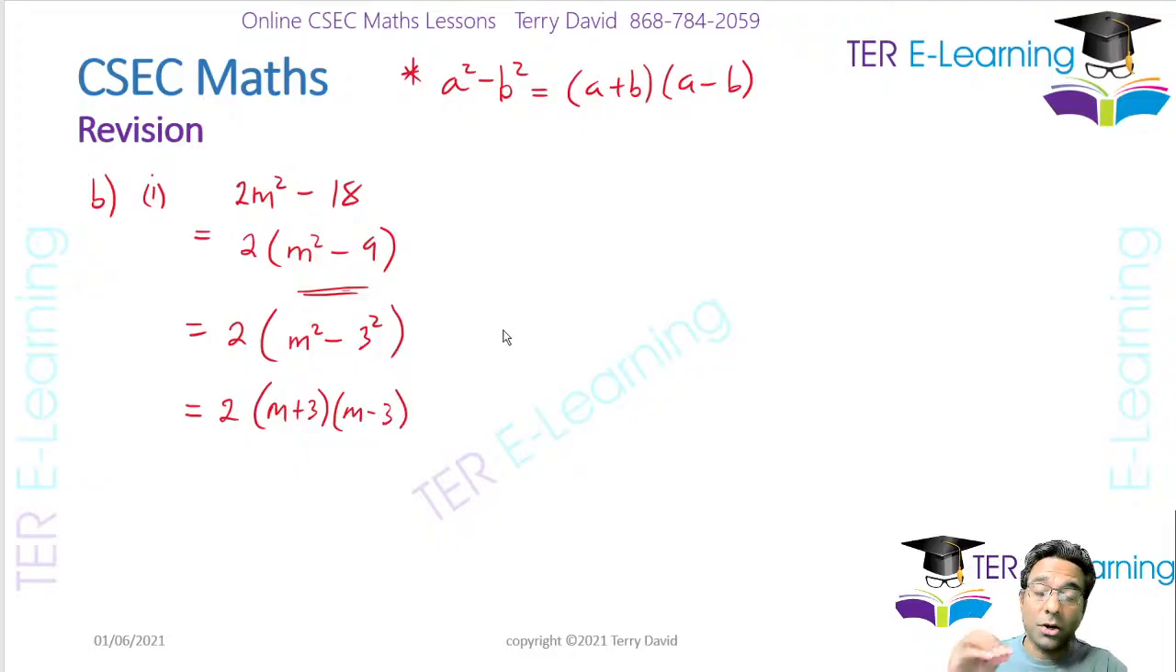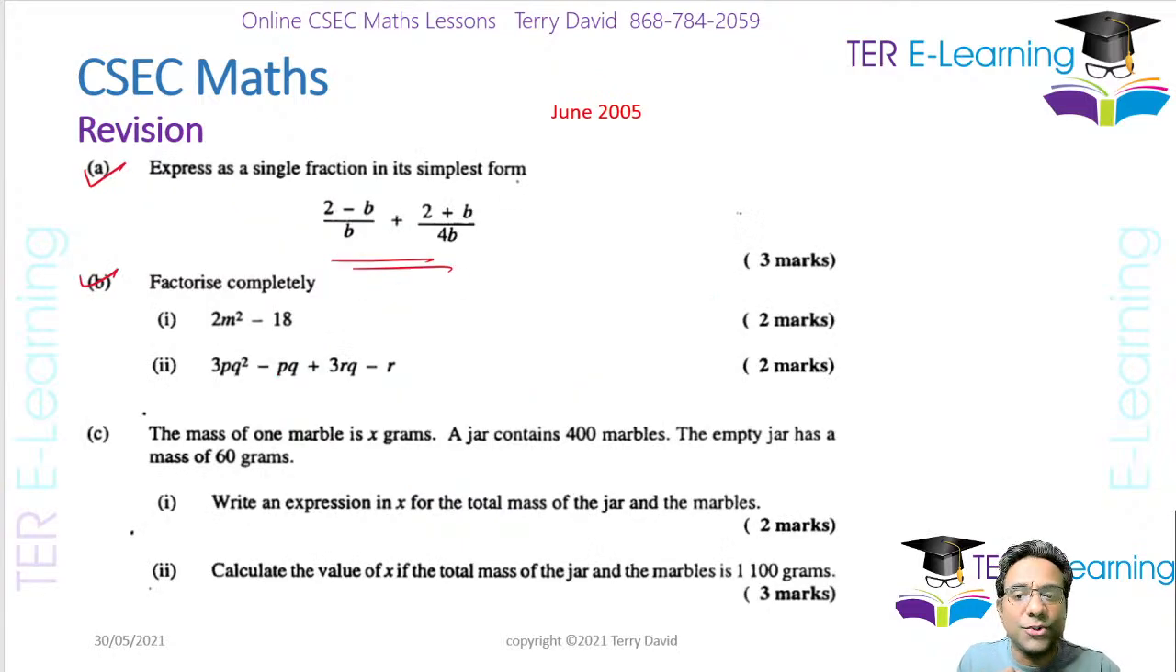So look out for questions like these where you have to use the HCF method plus the difference of 2 squares. And the hint that CSEC usually gives is that they say factorize completely. So if ever you see that in the exam, pay attention to that. That's important, right? Now let's do the second part.